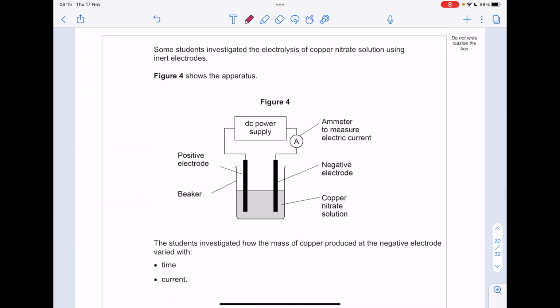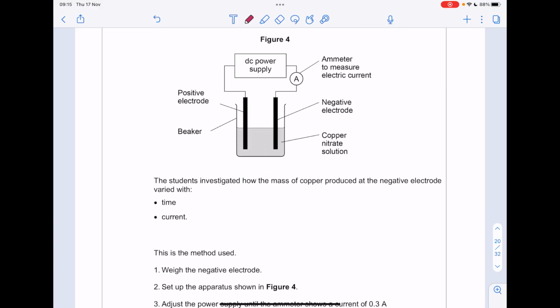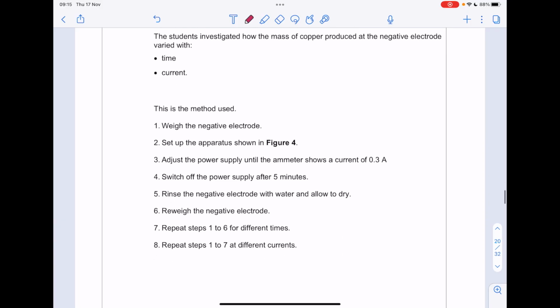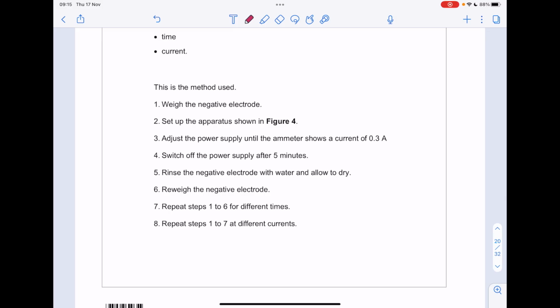Some students investigated the electrolysis of copper nitrate solution using inert electrodes. The students investigated how the mass of copper produced at the negative electrode varied with time and current. This is the method used. Weigh the negative electrode. Set up the apparatus as shown in figure 4.